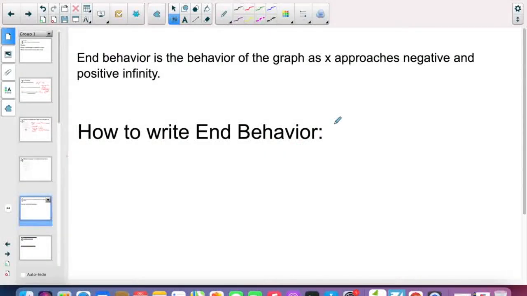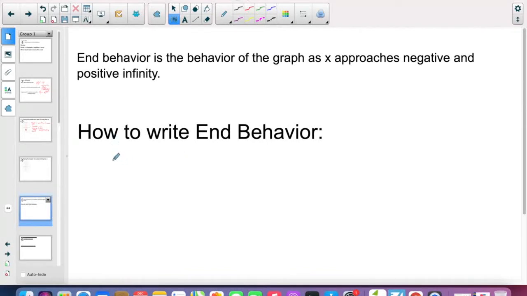Okay, when we're talking about the end behavior, what we're looking at is what's happening on both ends of the polynomial graph. So we're talking about what's happening to the y's. Are they going up or are they going down as x approaches the left and as x approaches the right? So when we're writing end behavior, if the directions say find the end behavior of the polynomial function or find the end behavior of the function, here's how we will always start the end behavior.